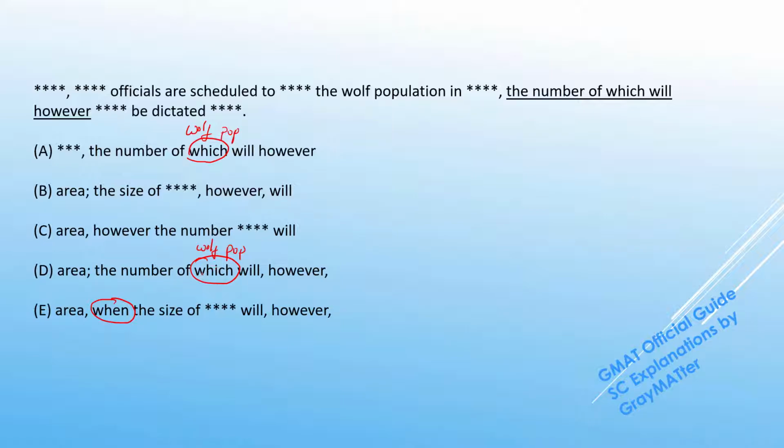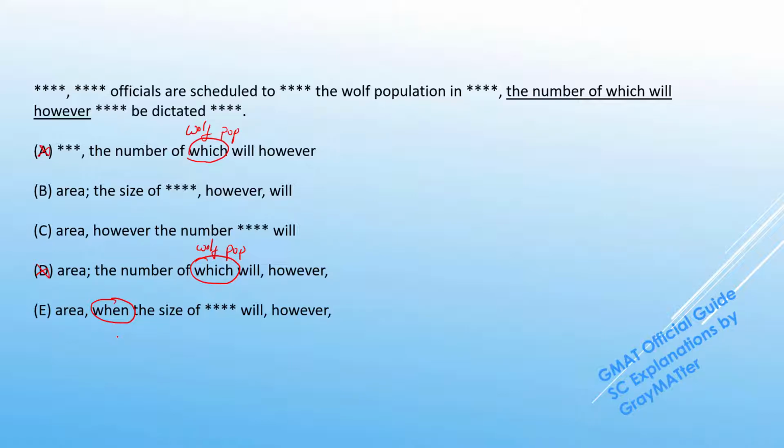So when we compare this construction with the rest of the answer choices, we can see that B and E say the size of the population and C says the number of wolves, and we can immediately realize that saying the number of wolf population would be totally inappropriate because the population will not have a number, but the population will have a size. So A and D can be eliminated.